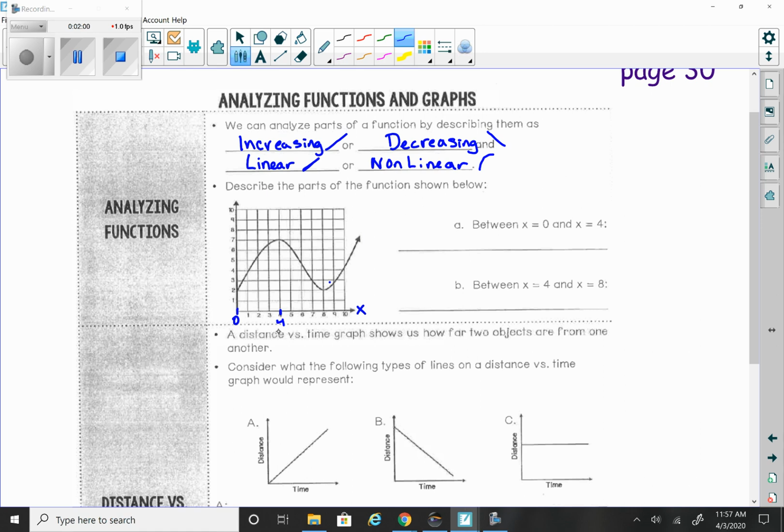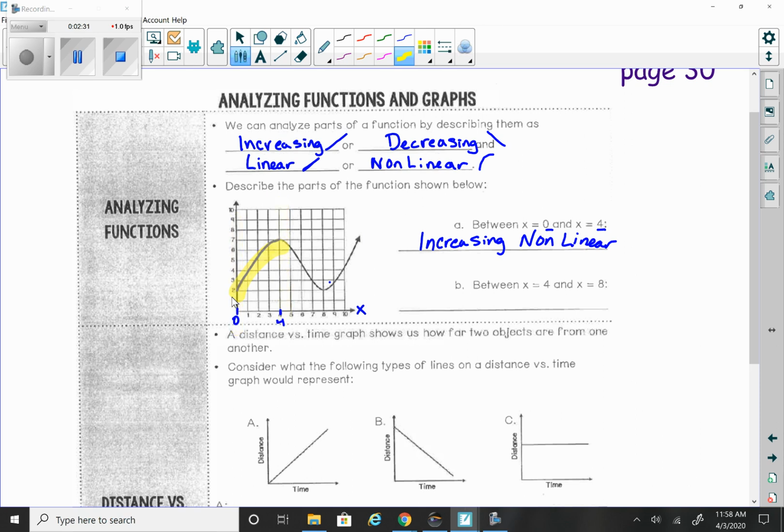So we can see that the graph right here, between 0 and 4, what's happening? Well, it's going uphill, so it's increasing. And hopefully you notice there's a slight curve to it, so it is nonlinear. So it is increasing and nonlinear between x is 0 and x is 4. So we're just looking at that section of the graph, right, between those two x values, 0 and 4.